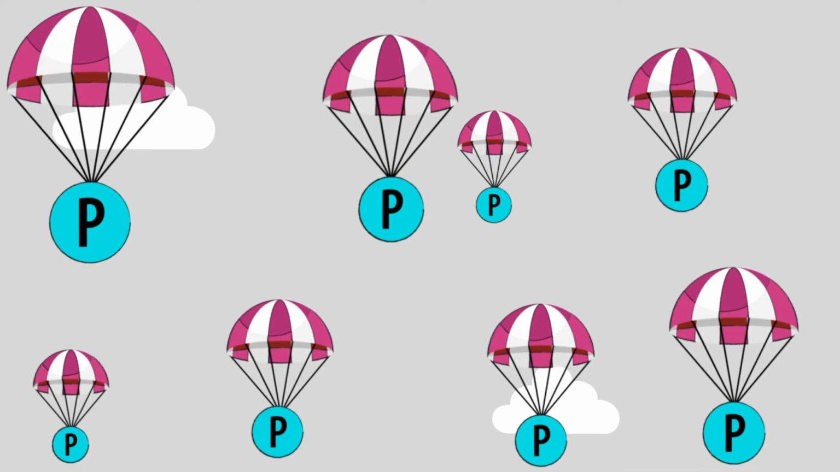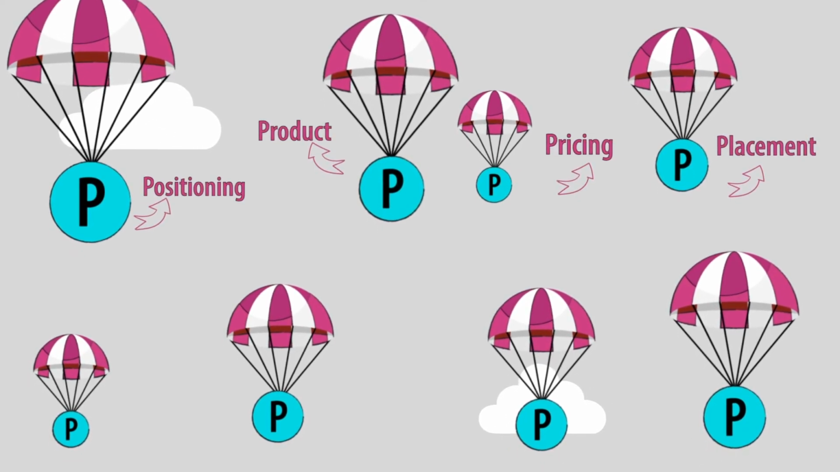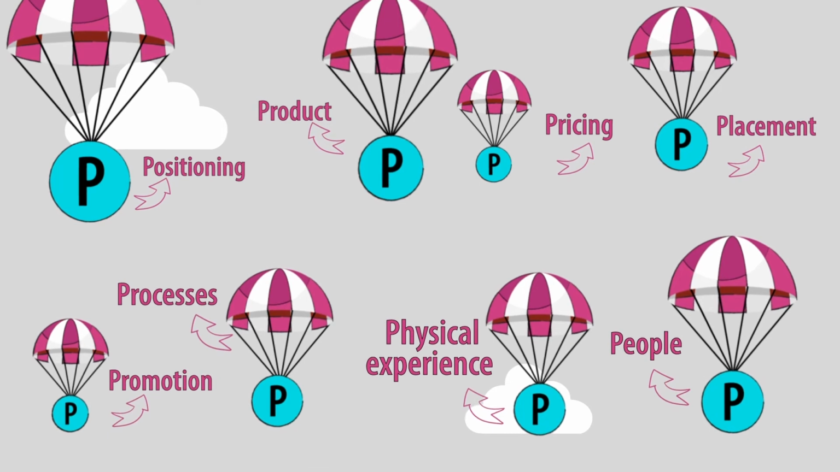And you look at your challenge, you look at your business: positioning, product, price, placement, promotion, processes, physical experience, and people, and identify 2 or 3 of those that you particularly want to focus on now to find a disruptive growth strategy.